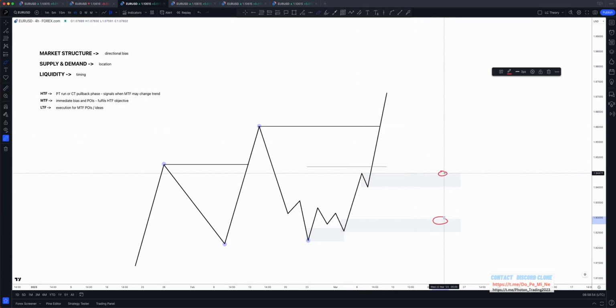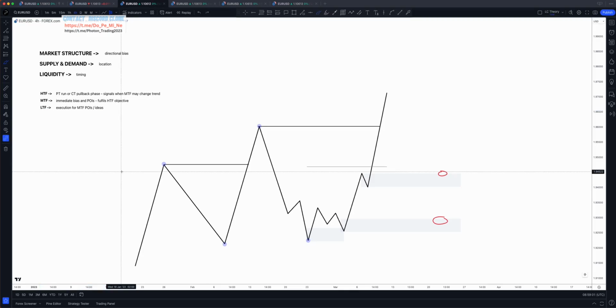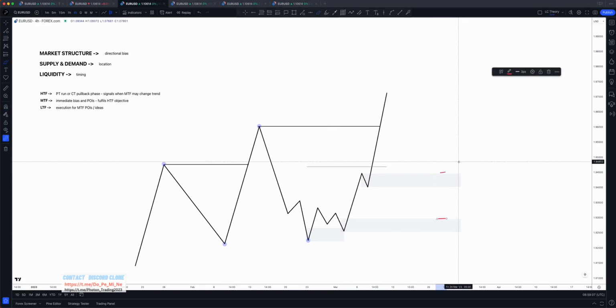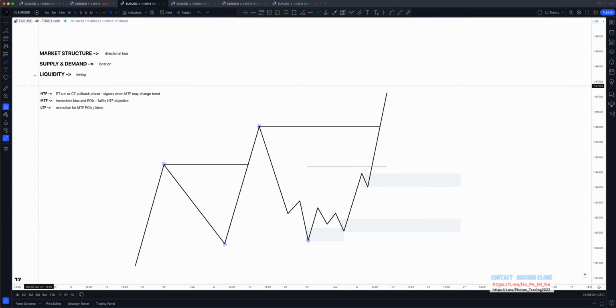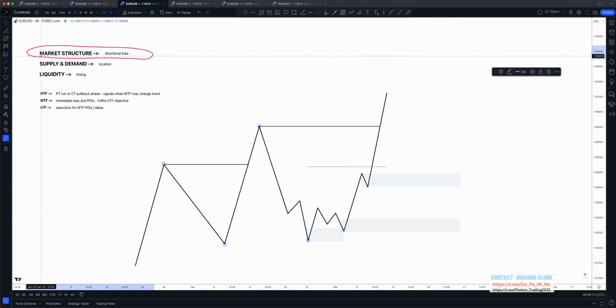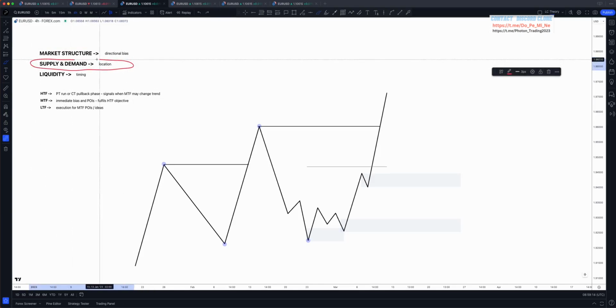I have to wait for a medium time frame POI mitigation before I can then drop down to my lower time frame and look for the entry model. Okay, so in this simple scenario, I'd literally be setting my alerts on either of these POIs and then looking for price to come in. So we've used market structure to give us our bullish bias. We've then used supply and demand to help us time playing that directional bias. It gives us the location of where we're going to look to get involved.